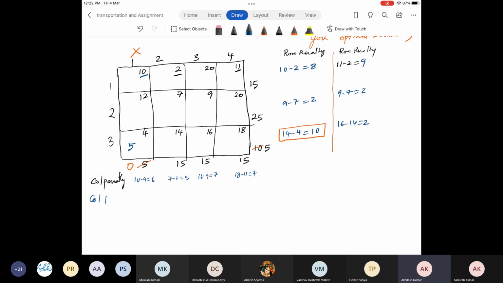Column penalty. This one we will leave it as it is because this column cannot be considered for calculating the penalty. Here it will be copied just because these columns are as it is. 16 minus 9 equals to 7 and 18 minus 11 equals to 7. So which one is the highest penalty we have right now? Row 1.